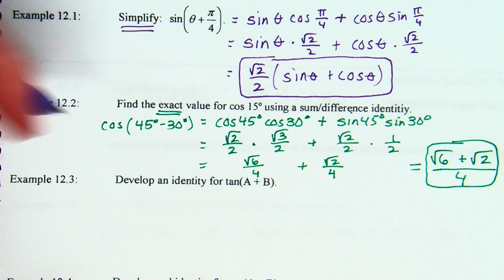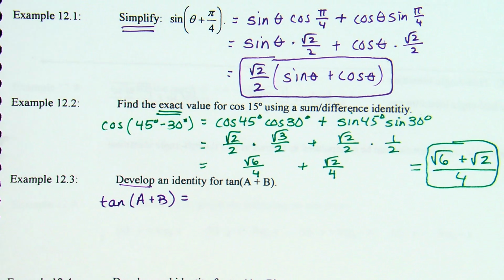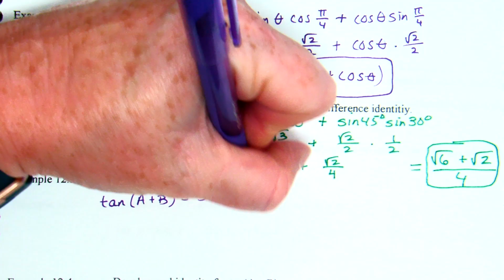So, we are starting with tangent of A plus B. Now, what do you know about tangent based on those 6 identities up above? It's sine over cosine. So if tangent is sine over cosine, then tangent of A plus B is sine of A plus B over cosine of A plus B. Now, again, using our identities from up above.